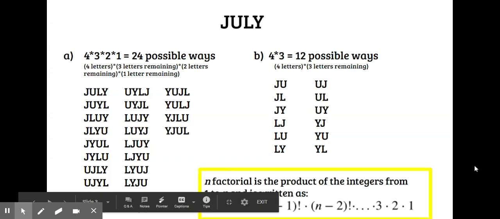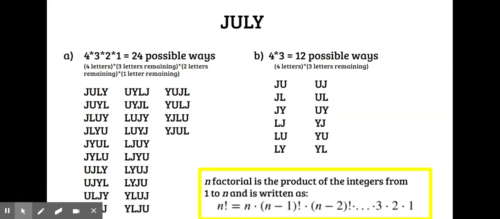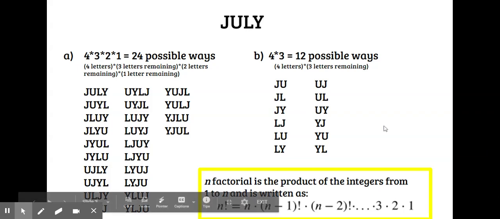Okay, and that actually comes from something that we call n factorial. And n factorial, we use an exclamation point to represent it, is just the multiplication of decreasing integers from 1 to whatever the amount is, okay? And we'll see that kind of appear throughout probability often.